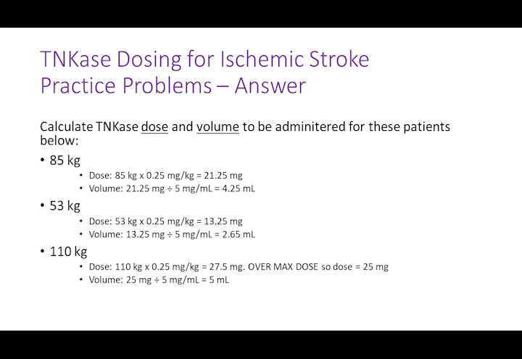So the dose, as we calculate, would be 110 kilos times 0.25 milligram per kilogram, and that would give us 27.5 milligram. And so if you refer back to the last slide, our max dose is actually 25 milligram, and so our volume would actually be 5 milliliters, or half a vial.